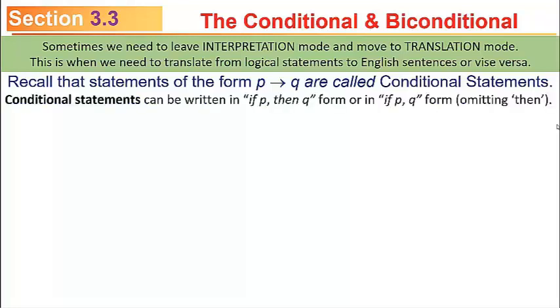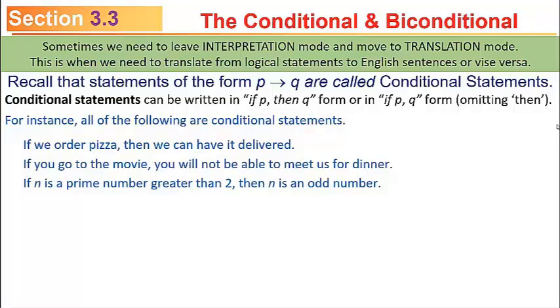Conditional statements can be written in the form if P then Q. Sometimes the word then is left out. If P, comma, Q. It just means that in English language sometimes you leave out the word then, but it's understood to be there. For instance, all the following are conditional statements. If we order pizza, then we can have it delivered. If you go to the movie, you will not be able to meet us for dinner. If n is a prime number greater than 2, then n is an odd number. You don't actually have to have the word then in there for it to be understood to be there.